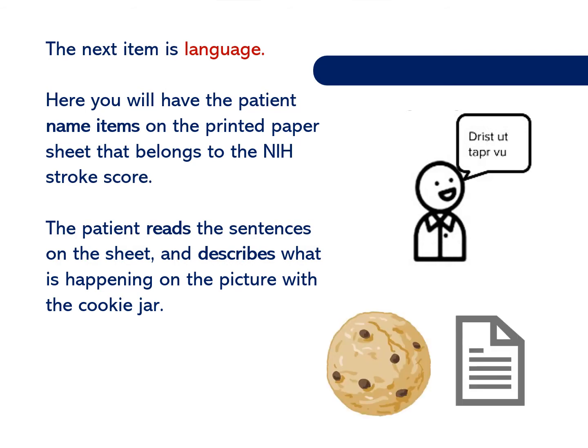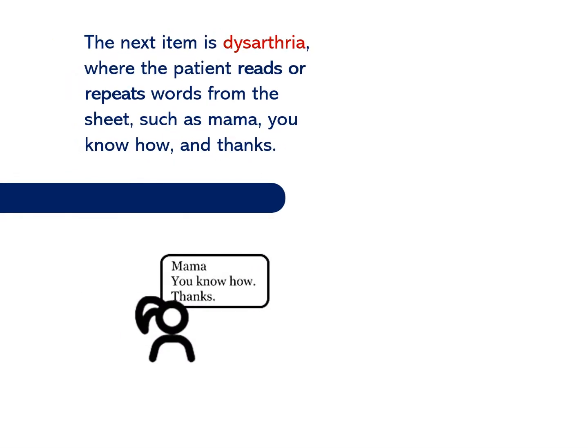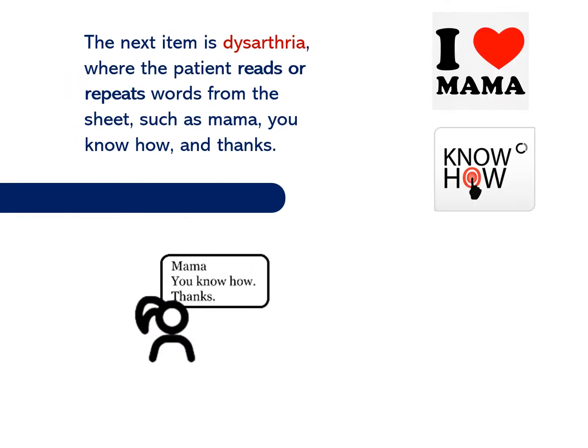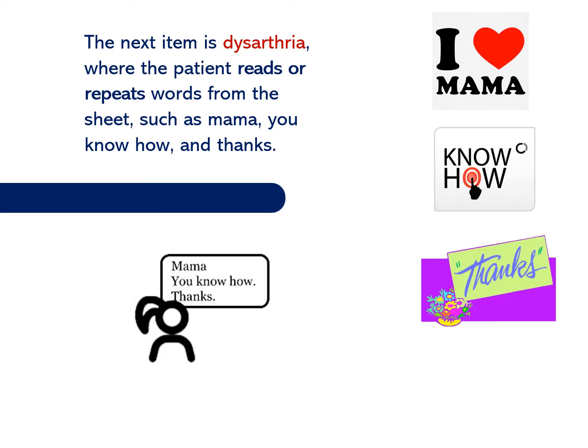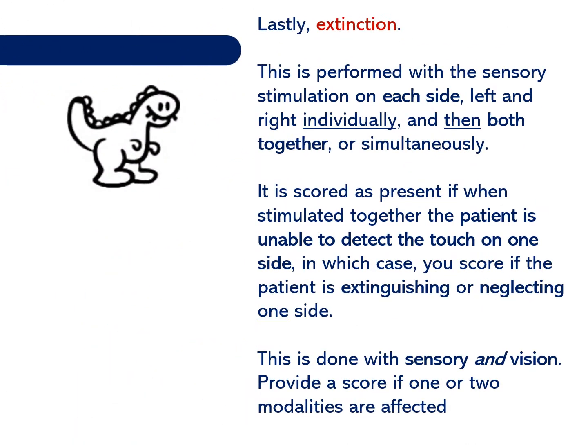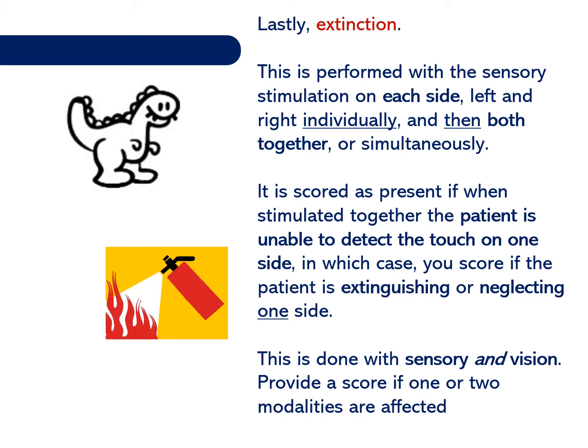Next item is dysarthria, where the patient reads or repeats words from the sheet, such as mama, you know how, and thanks. Lastly, extinction. This is performed with the stimulation on each side, left and right individually, and then both together, or simultaneously. It is scored as present if when stimulated together the patient is unable to detect the touch on one side, in which case, you score if the patient is extinguishing or neglecting one side.